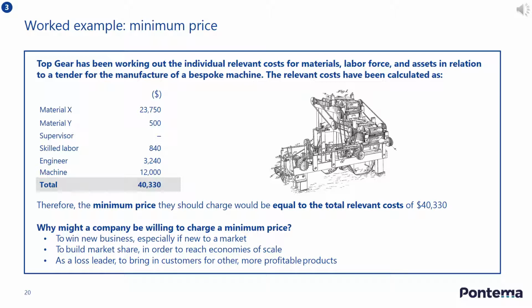As you have progressed through this lesson, you have been working on behalf of Top Gear, working out the individual relevant costs for materials, labour, and assets in relation to a tender for the manufacture of a bespoke machine. The relevant costs have been calculated as $40,330, as summarised in the slide, and this should be the minimum price that Top Gear should charge for the order. Top Gear could add a profit margin on top, but there may be sound strategic reasons for submitting a minimum price, such as to win new business or to build market share.